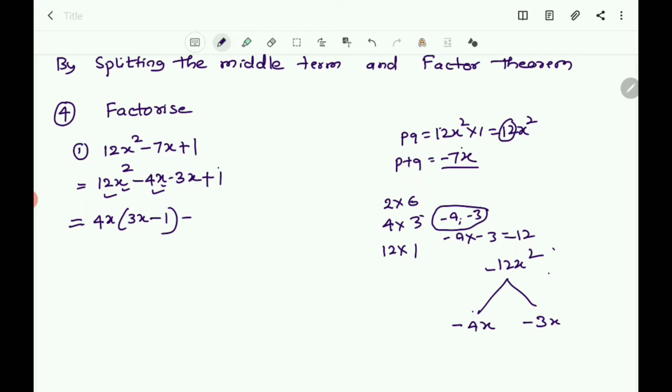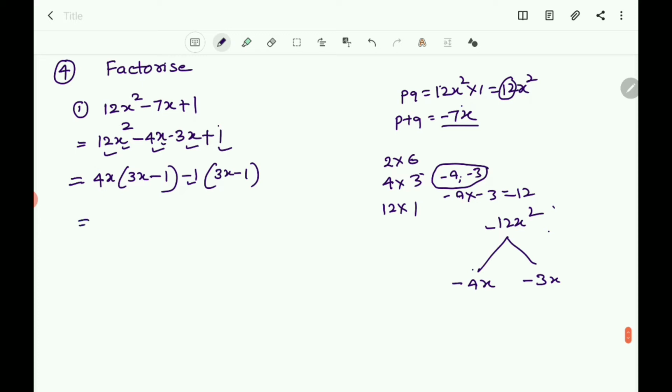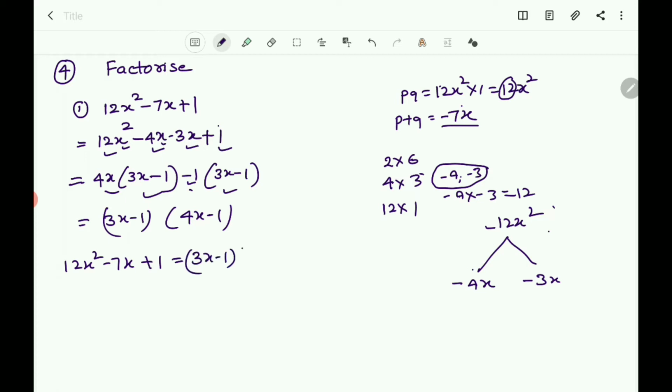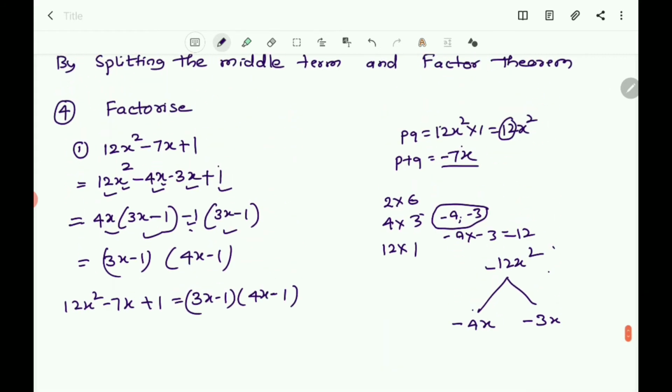Next minus 3x and 1, here 1 is the HCF, 1 is common, you can remove, and in the bracket it becomes 3x plus 1, and as minus is outside, it becomes minus 1. So you got 3x minus 1 as a common factor into 4x minus 1. In this way you got that 12x square minus 7x plus 1 is equal to 3x minus 1 into 4x minus 1. This is the first one here.